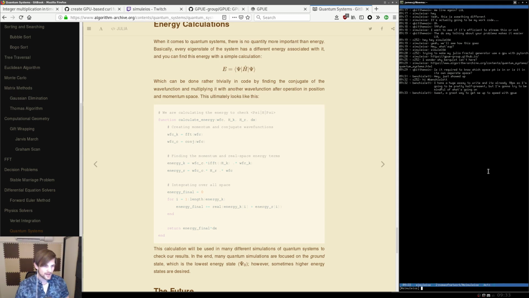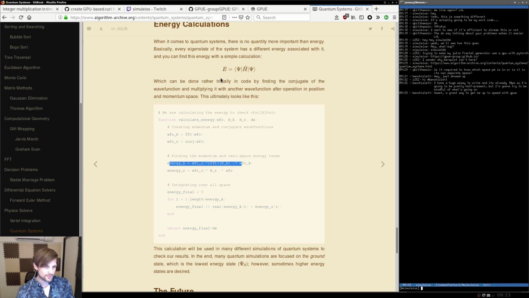Okay, so in the end, this is our energy calculation. We create some energy in K by performing this operation just for the momentum space components. We get some energy in real space, which is the same operation, just in real space. And then we have some energy final, and we just sum over all the elements, which is just an integral, and then we multiply by dx in the end. That's the whole thing. It's not particularly complicated, but for some reason, I'm screwing up big time with this, and I can't quite figure out why.